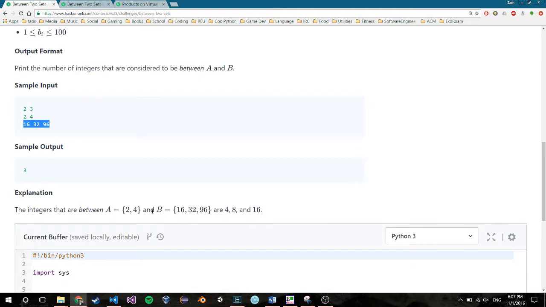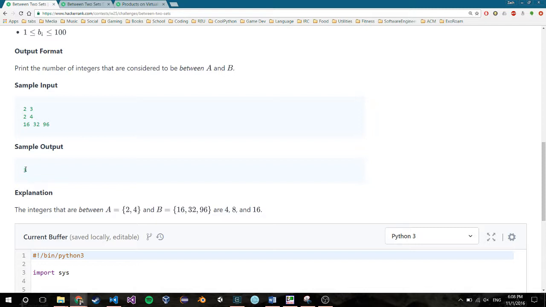So it's like you get the least common multiple in A, and then so in this case it would be 2, and then, or no, I guess you get the greatest. I'm not sure. So you get that multiple though, and then just generate all the numbers that would be between it.